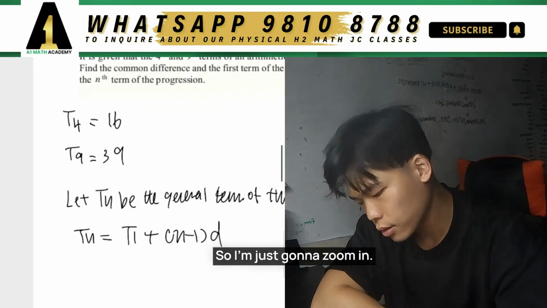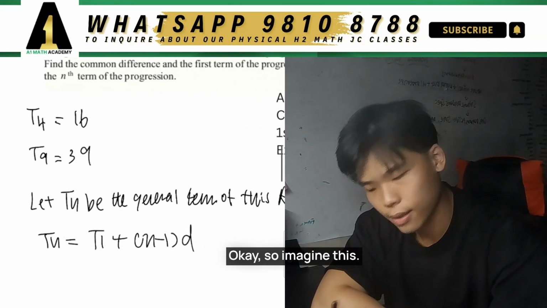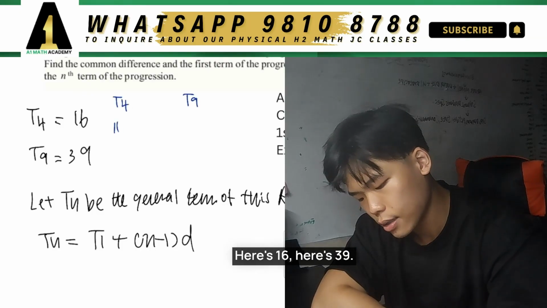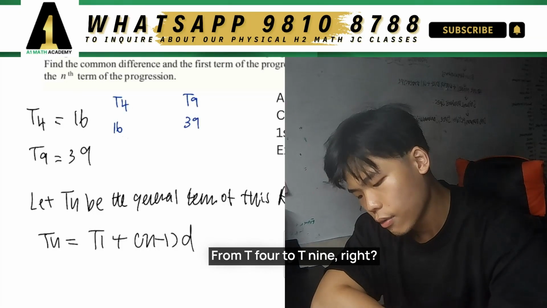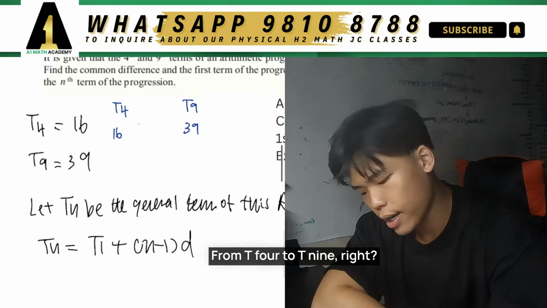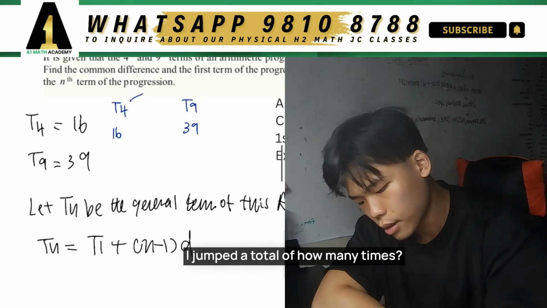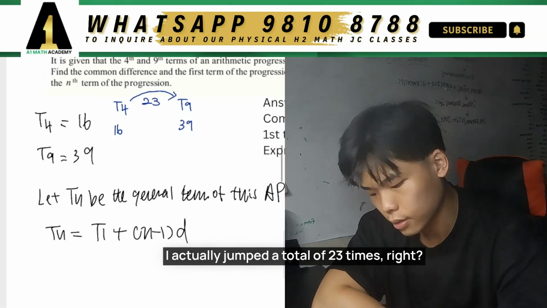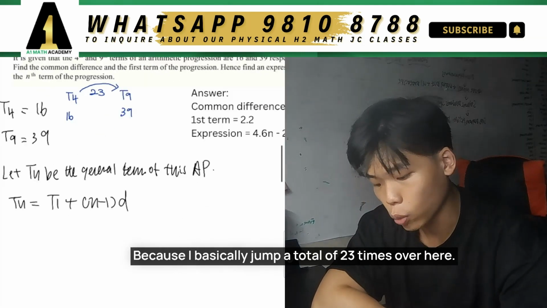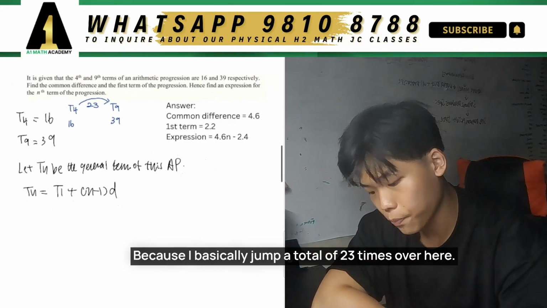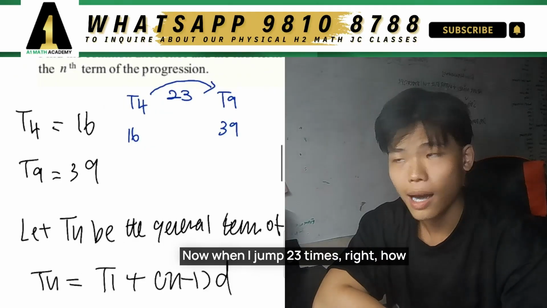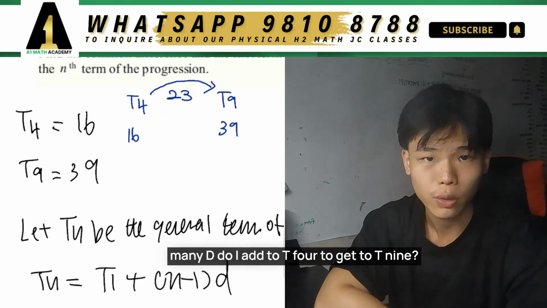So I'm just going to zoom in. Okay, so imagine this. I have T4 and T9. Here's 16, here's 39. From T4 to T9, right, I jump a total of how many times? I actually jump a total of 5 times, right? Because I basically jump a total of 5 times over here. Now, when I jump 5 times, right, how many D do I add to T4 to get to T9?